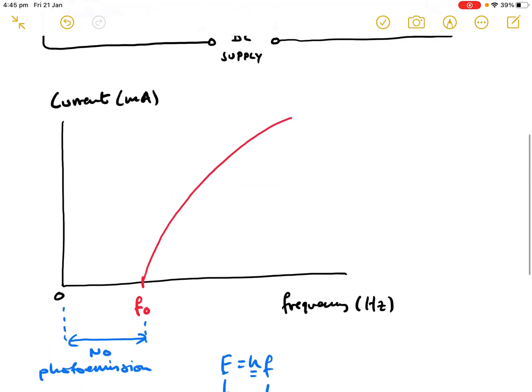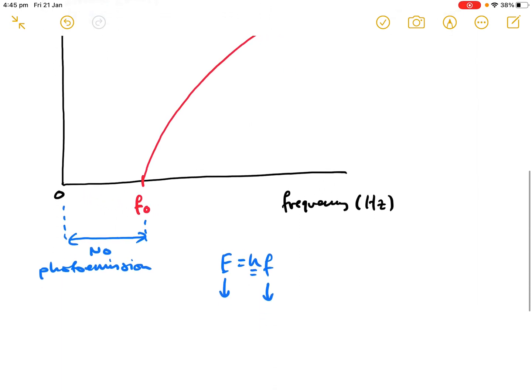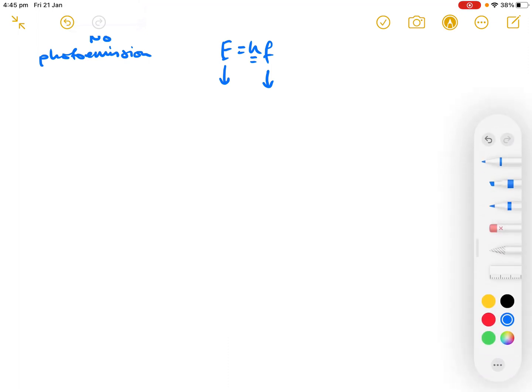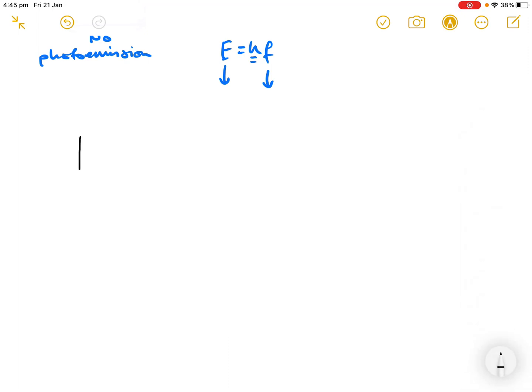So higher frequency means greater photocurrent. It's not a linear relationship, so doubling the frequency doesn't double the photocurrent, but it is an increasing relationship. So increasing the frequency does indeed increase the photocurrent. Now the second key relationship that we can discover with this apparatus is the effect of photocurrent on what's called irradiance.